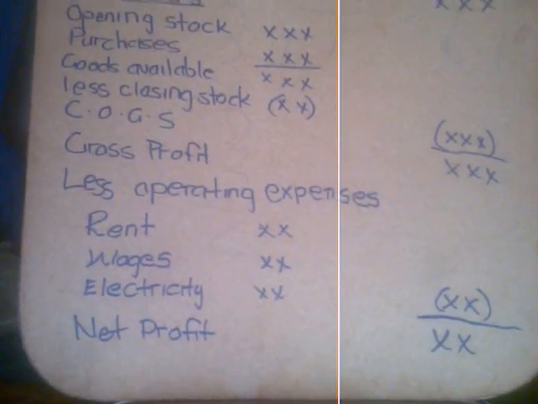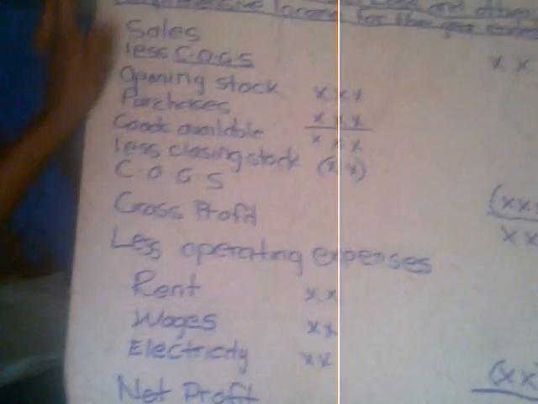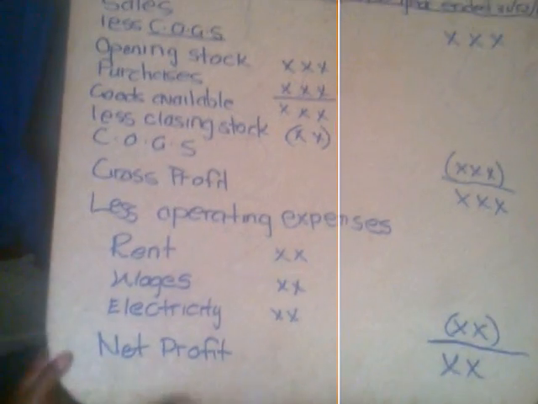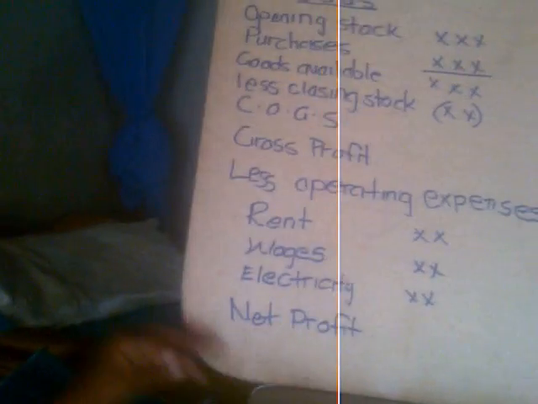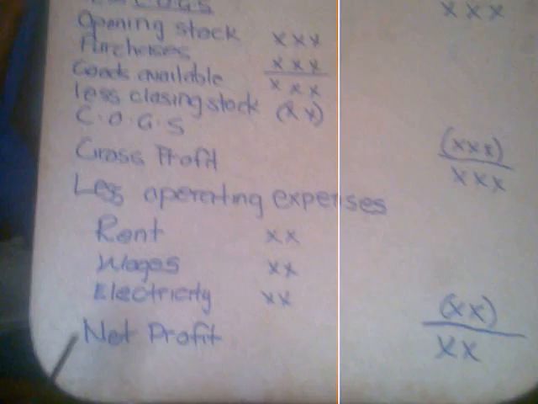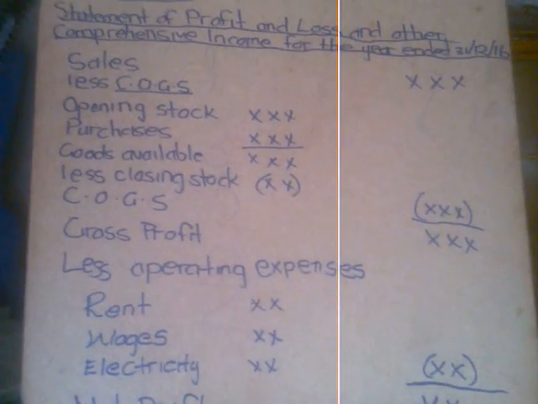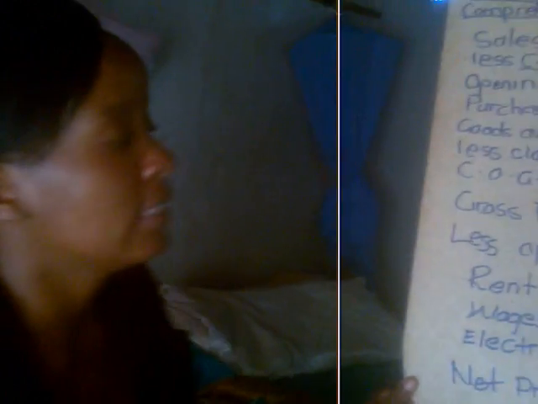So the main or basic aim of preparing this statement is to find out whether the company has made profit or loss. So I'll send you an example, so that you aid yourself in practice in making this statement of profit and loss and other comprehensive income.